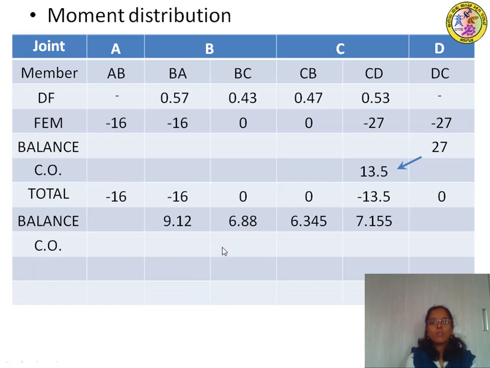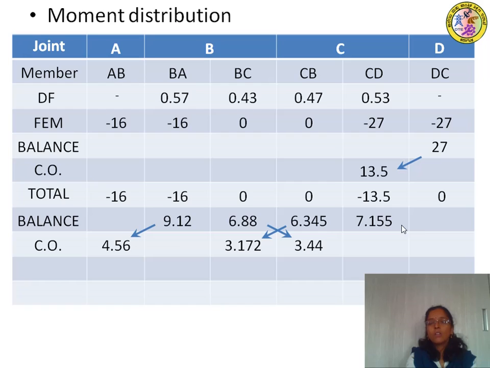Okay, so now as soon as you balance joints B and C by applying plus 16 and plus 13.5, some moments will be carried to the far ends, therefore the next step is carrying over. So the moment is carried from BA to AB. Half of 9.12 will be 4.56. Next, moment is carried from BC to CB. Half of 6.88 will be equal to 3.44. Next, moment is carried from CB to BC. Half of 6.345 will be equal to 3.172.